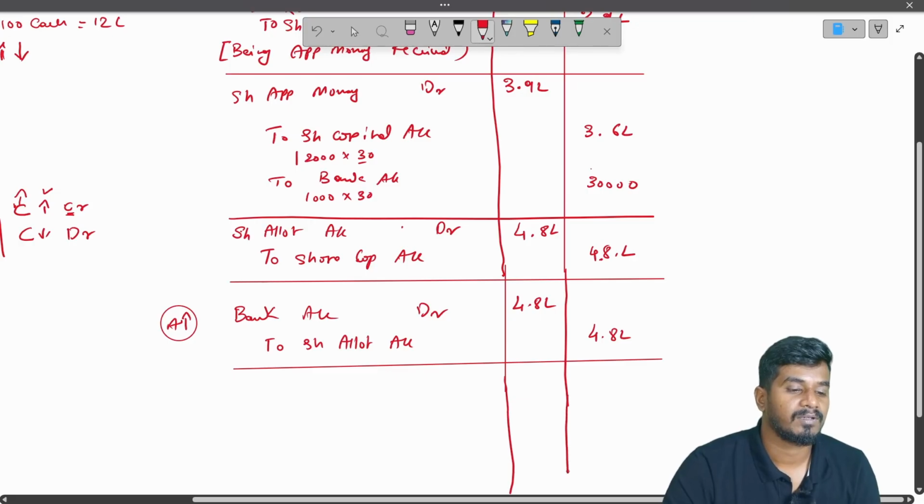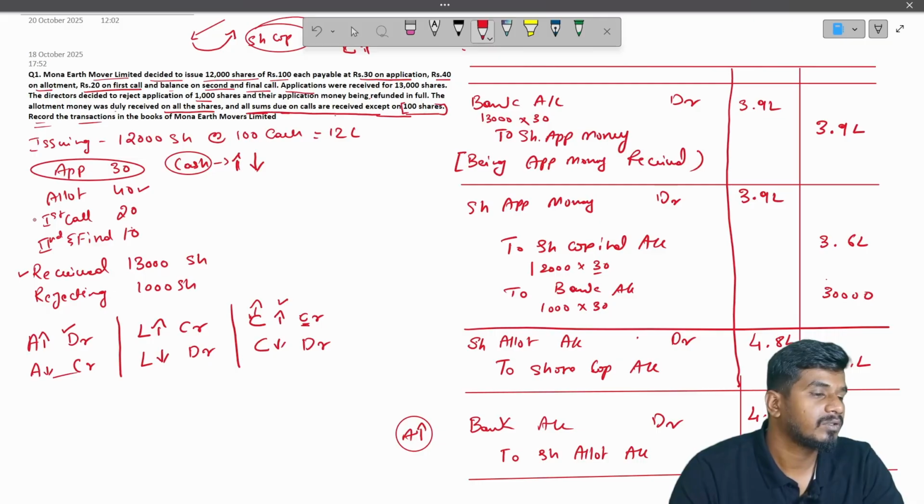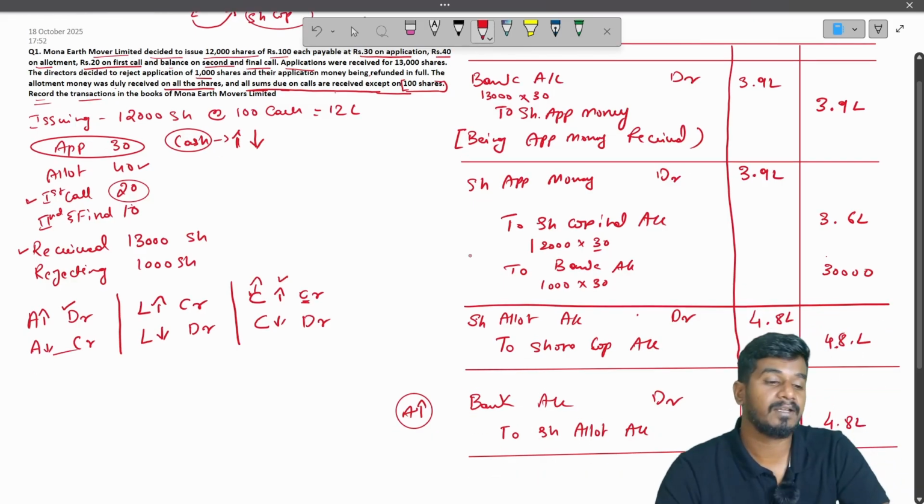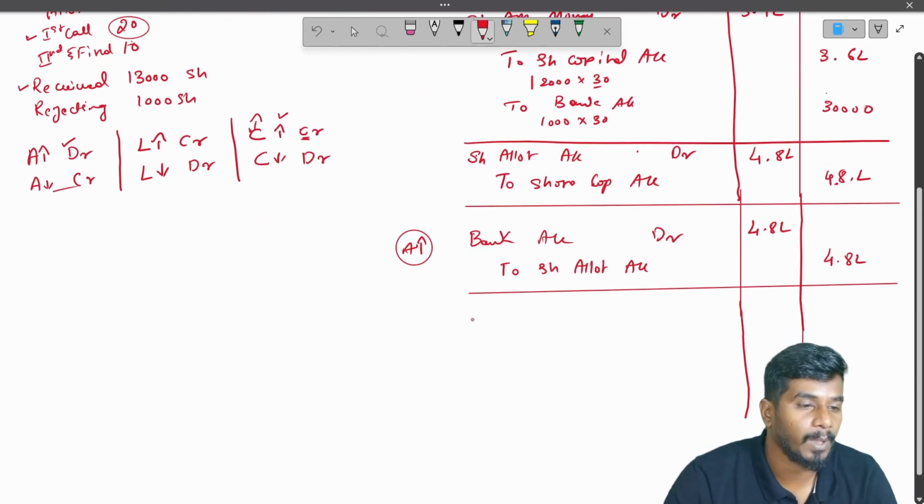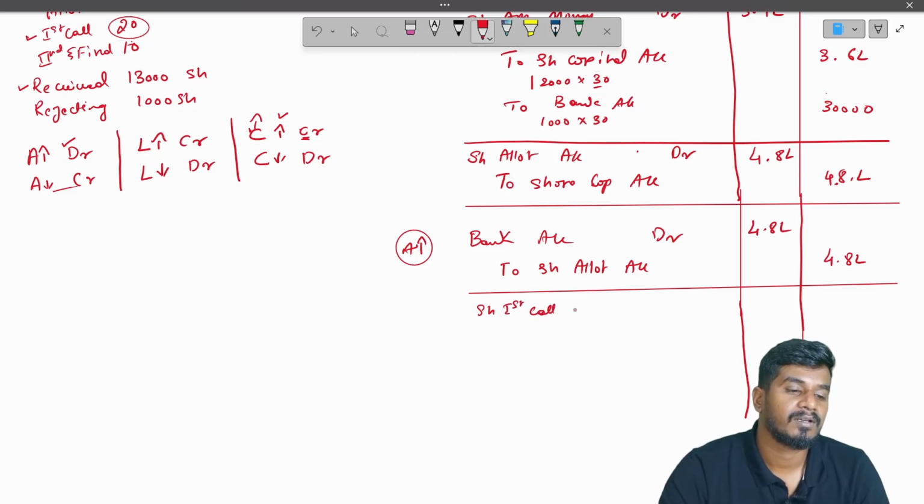Now we'll move to calls. On the first call, we need to receive 20 rupees. So first we will make the due entry. Share first call account debit. Same, similar entry. Share allotment is there; we need to write share first call. That's it. Change the name, and we transfer to share capital account.